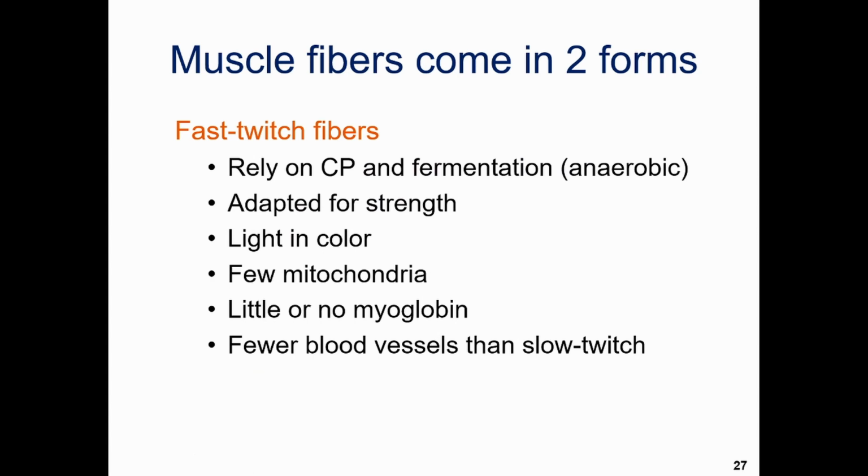And there's a few different muscle fibers that are going to rely on different pathways too. We have two different forms of muscle fibers. We have fast twitch and slow twitch. So let's look at fast twitch first. These fibers are going to rely on the creatine phosphate and fermentation pathways first. These are fibers that are adapted to help you with strength. When you stain them, they look very light in color, and they don't have a lot of mitochondria. Very little myoglobin, which is what's giving that staining, and they don't have a lot of blood vessels.